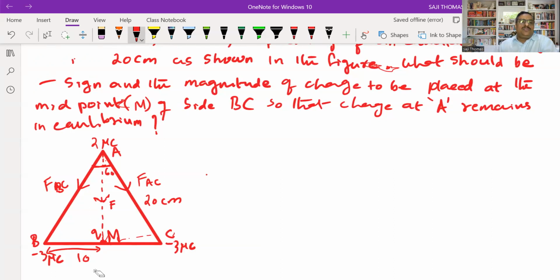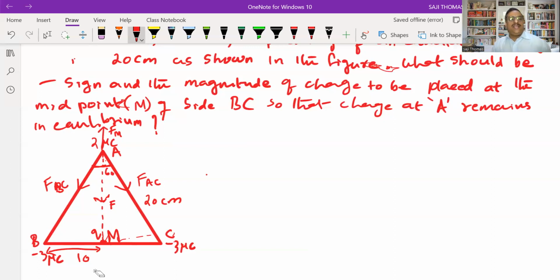So what we have to do, the force due to small q, I am writing as Fm. F and Fm must be opposite. Then only the net force on charge A can be 0. So what should be the sign of the charge Q? Q should repel the +2 charge at A, so small q should be positive.